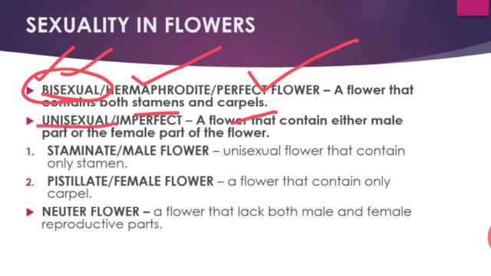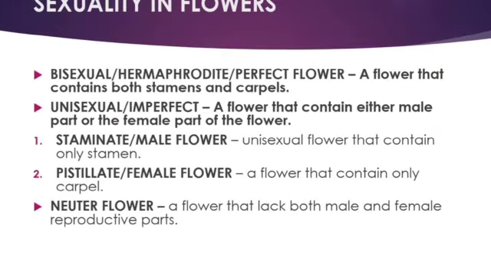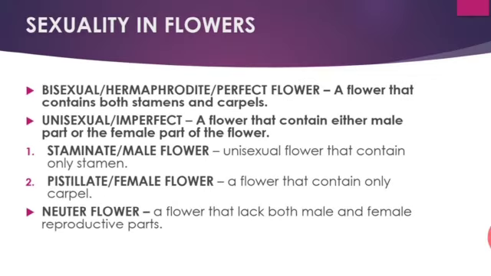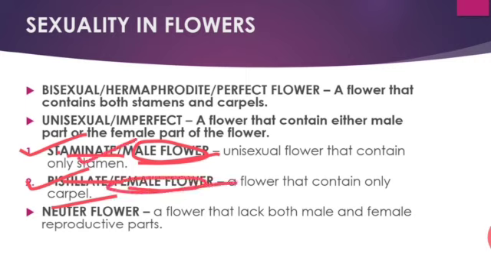Next comes the unisexual flower, or imperfect flower. From the term you can understand that either the male or the female part will be present in the flower. That is named a unisexual flower. Under that we'll be studying the staminate flower and the pistillate flower. Staminate means presence of stamen. Pistillate means presence of pistil or carpel. Presence of the male part is known as a staminate flower, and presence of the female part is known as a pistillate flower.